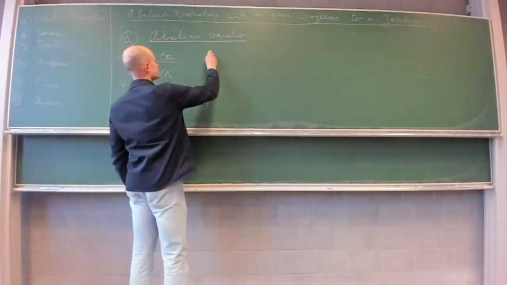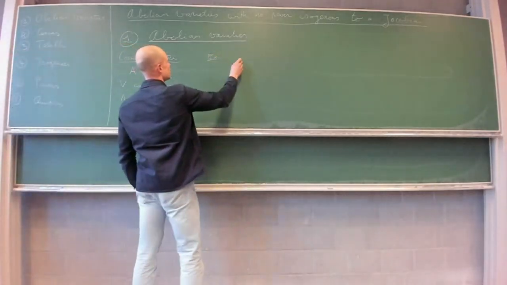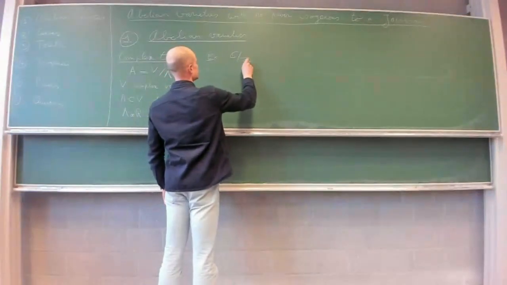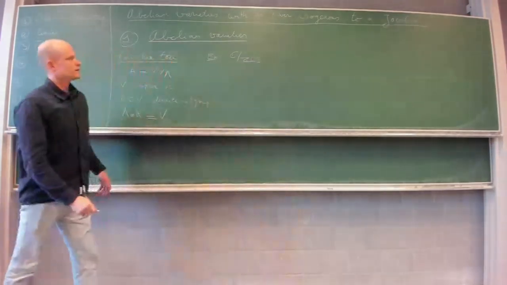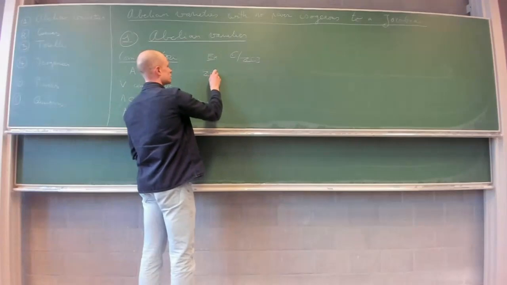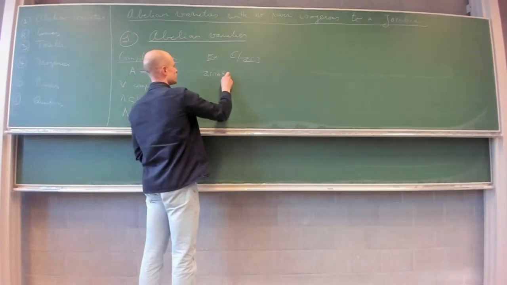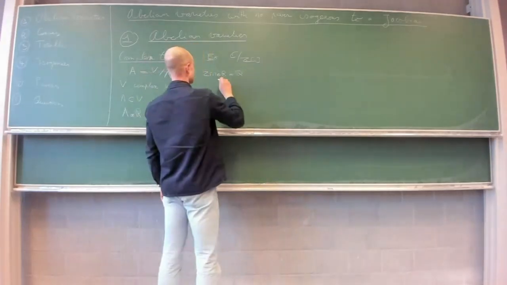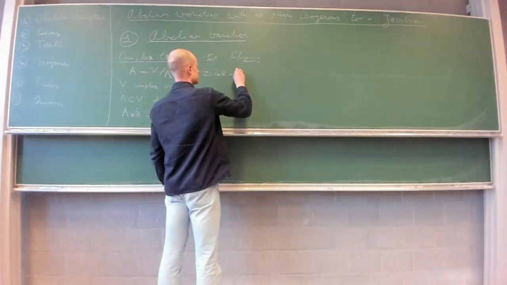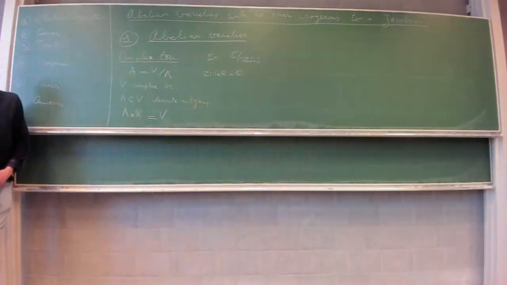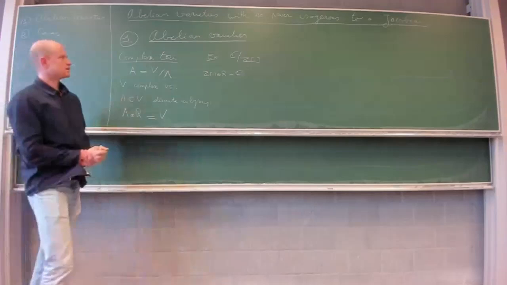So as an example, you can think of C modulo Z plus Z i. So in this example, you see that if you tensor this with R, you get C. It's now inside C. Okay, so that's a very simple definition.